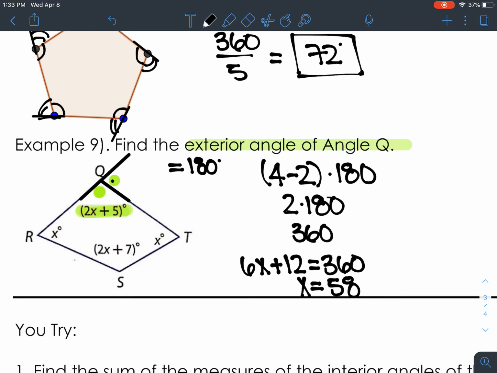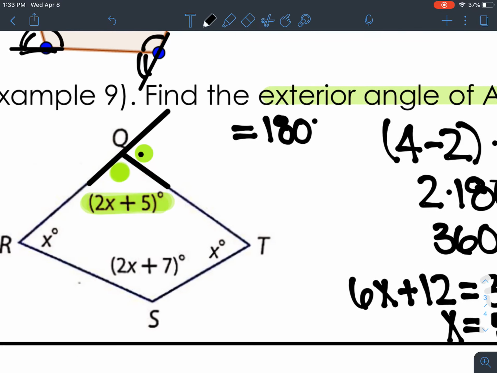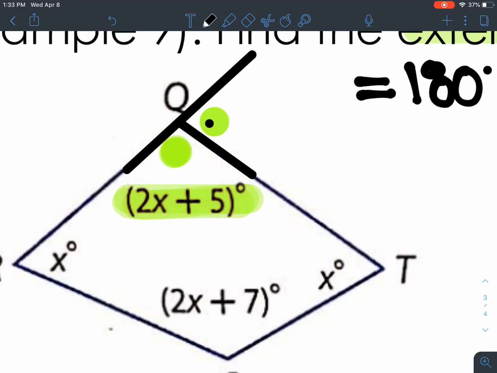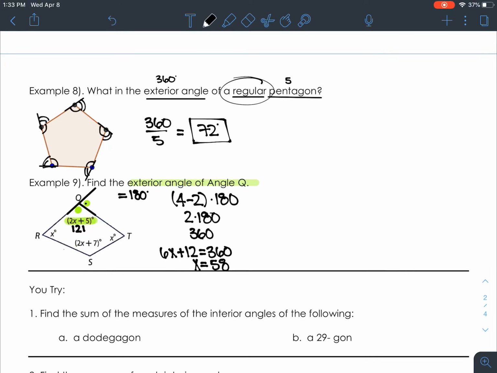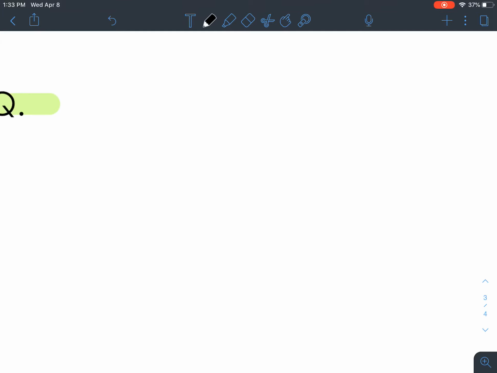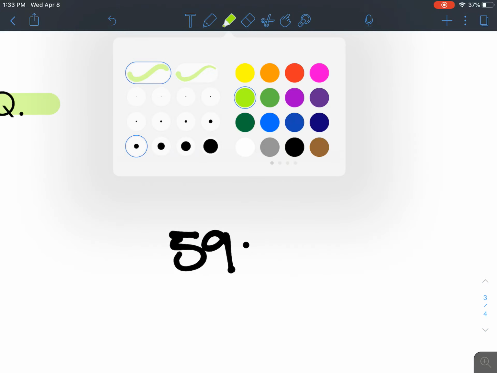So we're going to take that 58, plug it into the 2x plus 5, and what we would get is 121. Okay, let's double check that. 2 times 58. Hold on, trying to get my calculator. All right, so 2 times 58, yep, plus 5, gives us 121. We're now going to subtract that from 180, and what we get then is 59 degrees, and that is our exterior angle of Q.